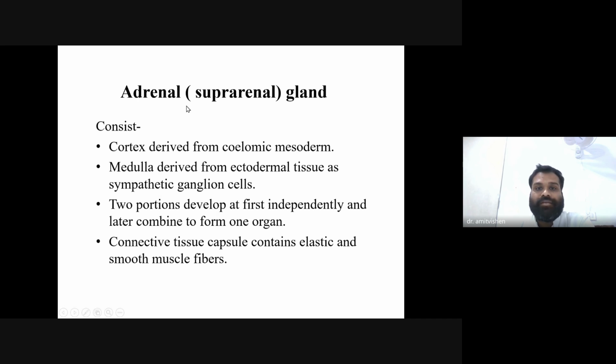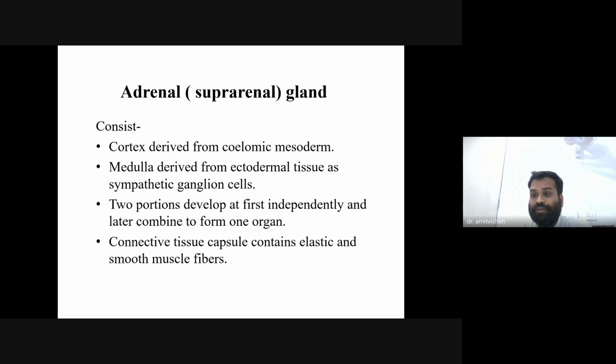Now let's talk about the adrenal gland. It is very important to know this, that cortex part is derived from the coelomic mesoderm, and medulla part is derived from the ectodermal tissue or neuroendocrine tissue. And embryologically, these two portions form one organ, that is adrenal gland.